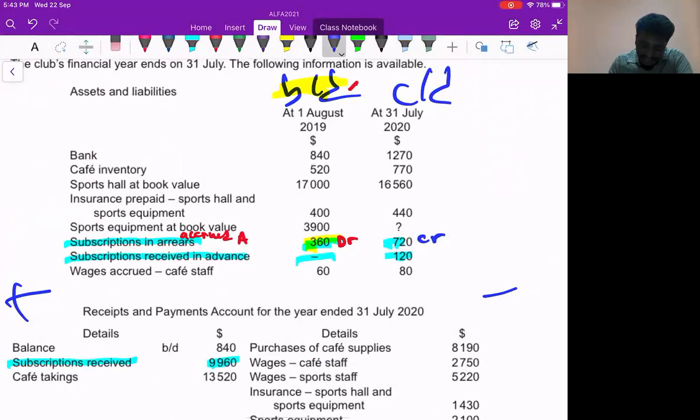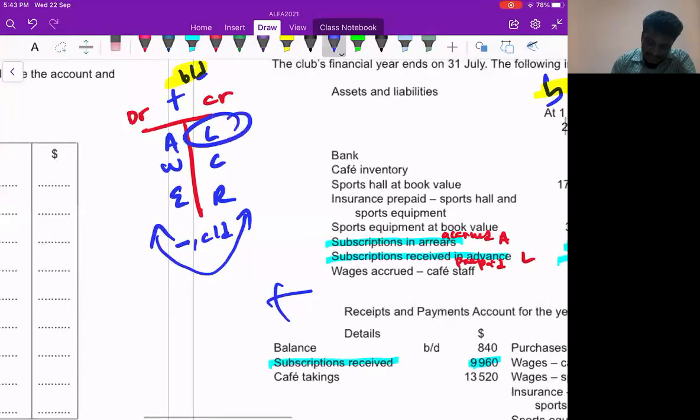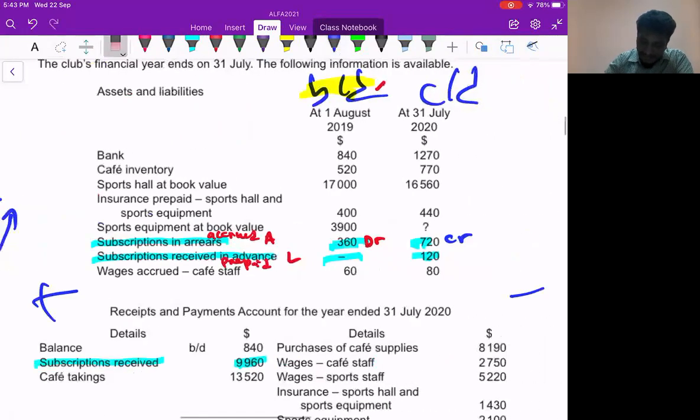And subscription received in advance. Subscription received in advance means prepaid. Prepaid is a liability. We don't have BD, we just have CD only. So liability CD will be on the debit side. Understand? If you don't understand, please let me know, I'll explain again.